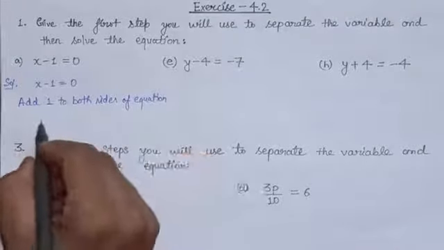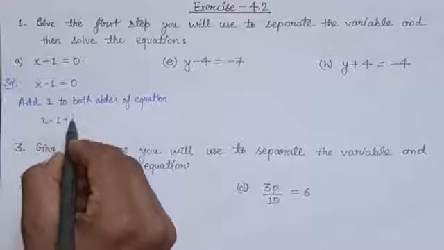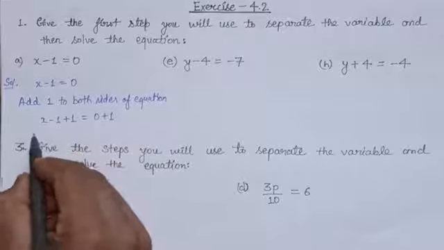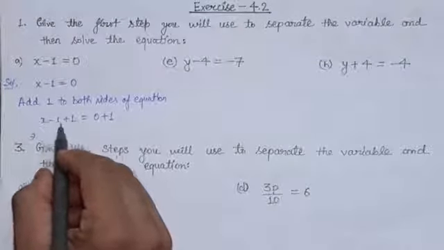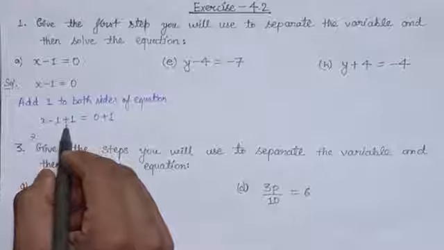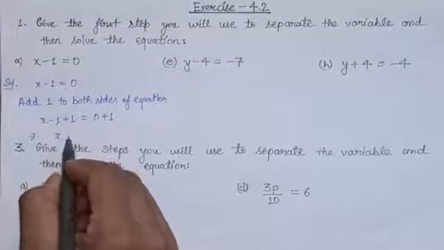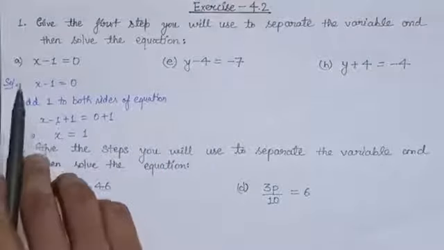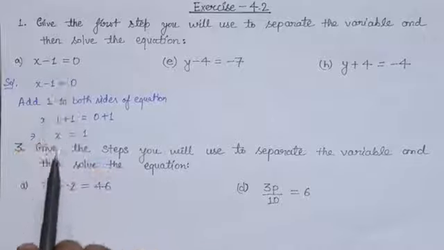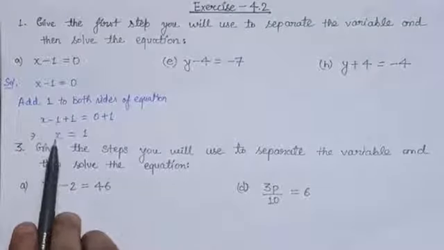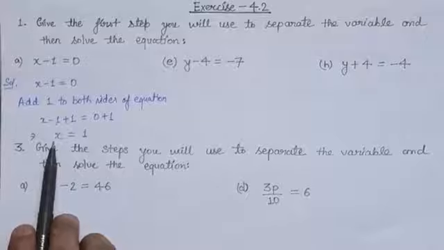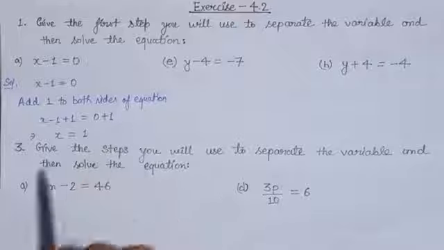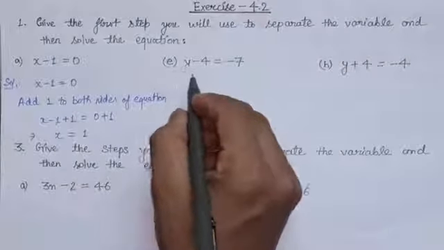So what do we get? x minus 1 plus 1 equals 0 plus 1. You know minus 1 plus 1 is equal to 0. So here we get x equals 0 plus 1, which is 1. Now you can see that we have reduced this equation such that we have only the variable x on the left hand side. So the step that we have followed is add 1 to both sides of the equation. Let us see the solution of the second part.